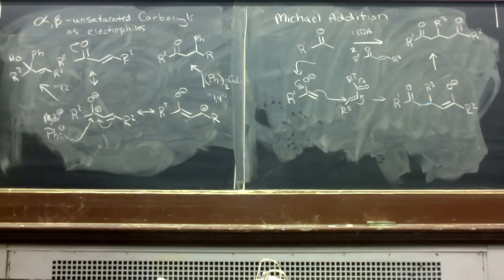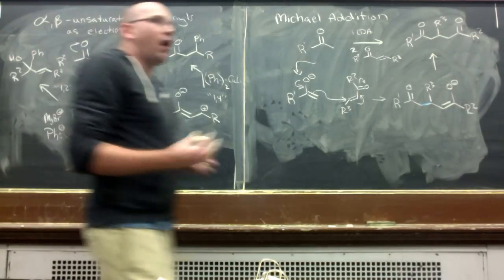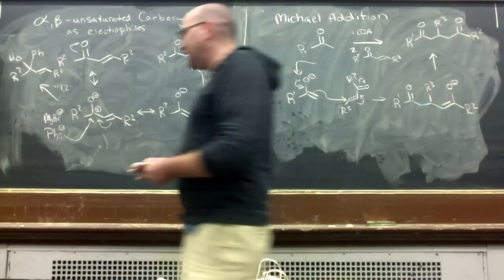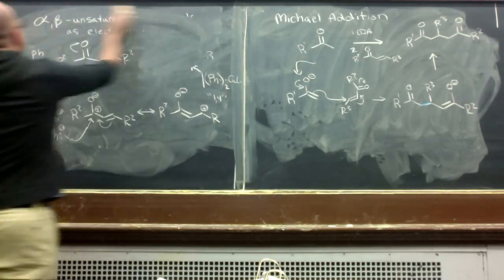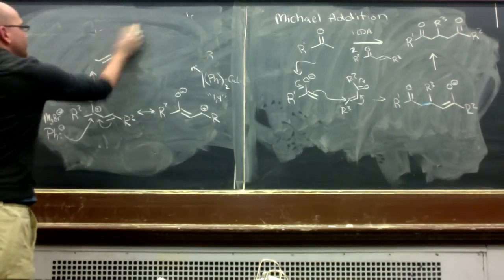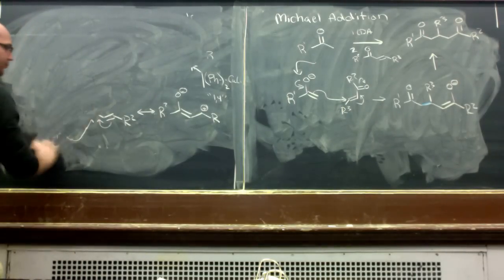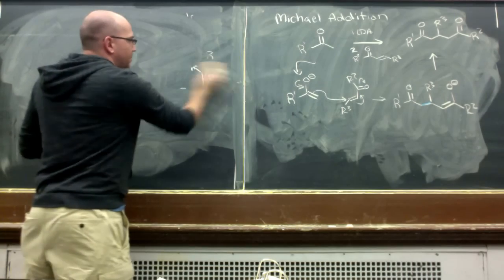Okay? One reaction that's actually a combination of a Michael reaction and an aldol reaction that's been really important for synthetic chemists is a reaction called the Robinson annulation.